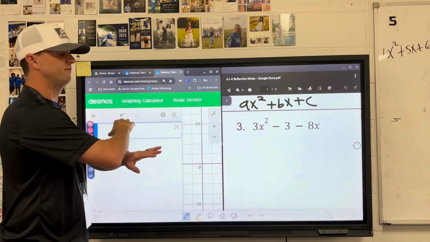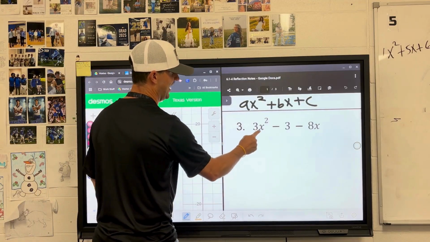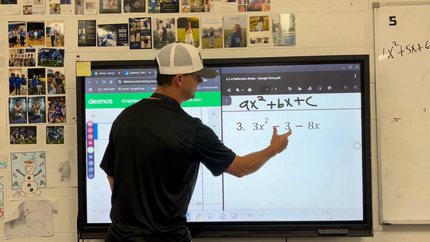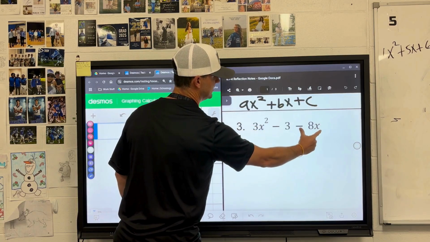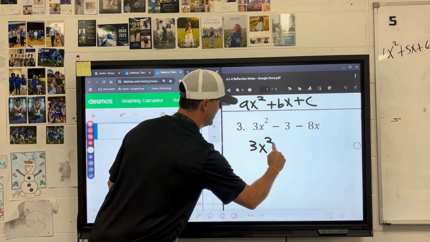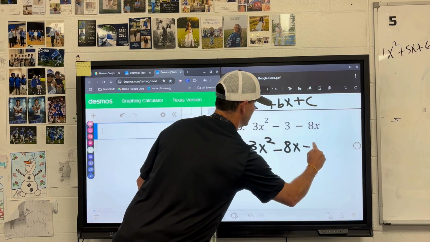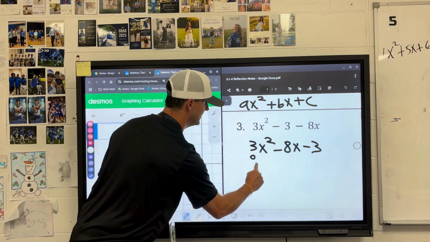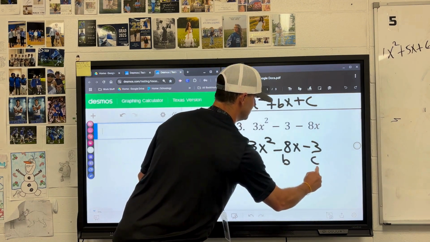So I need to actually flip-flop these 2. So this is my A. This is going to be my C because there's nothing next to it. And I need to flip-flop these 2, so I'm going to rewrite it as 3x squared minus 8x minus 3. So now this is my A, this is my B, and this is my C.